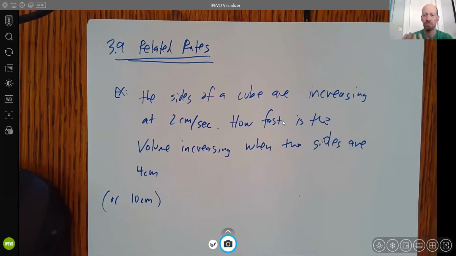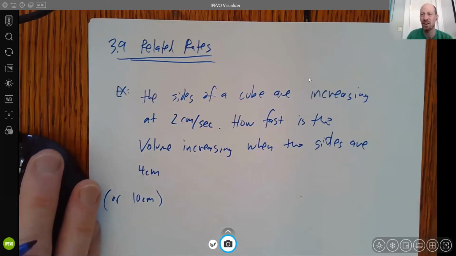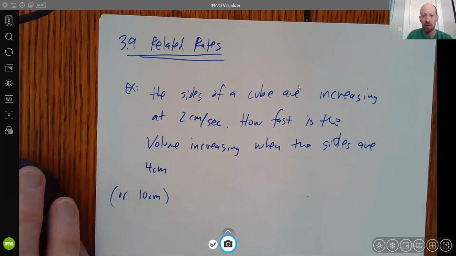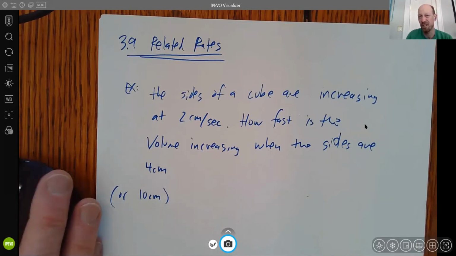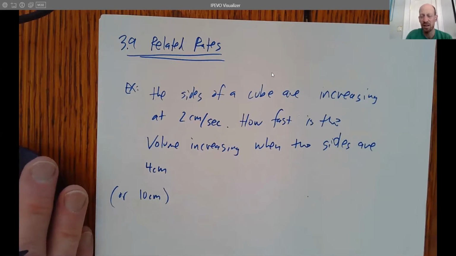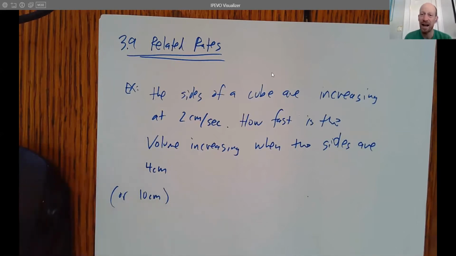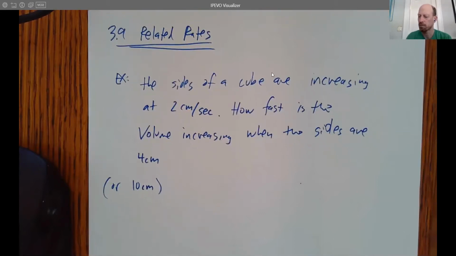So this volume is related or connected to the cube, but it's not totally clear how it's connected. So that's the goal here with related rates, is to figure out a formula for how these different quantities are connected, and a rate is just the way something's changing.